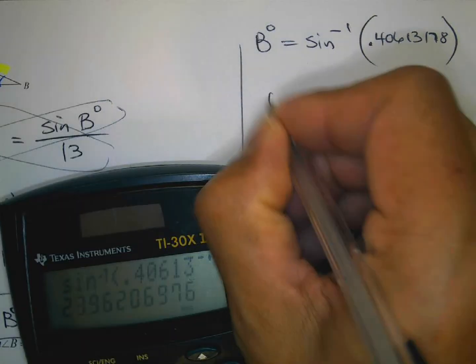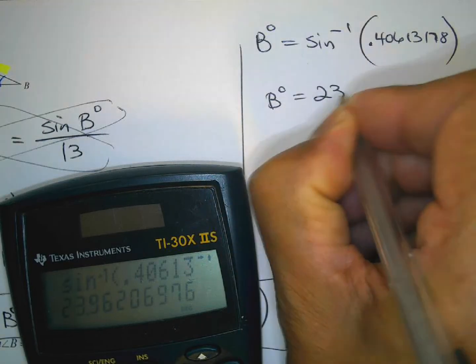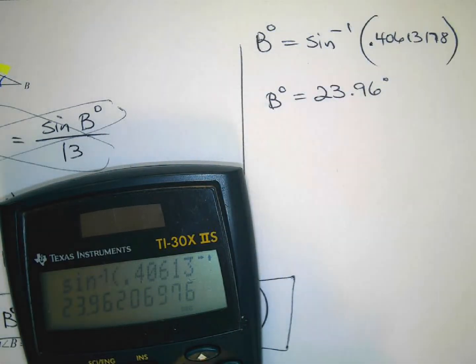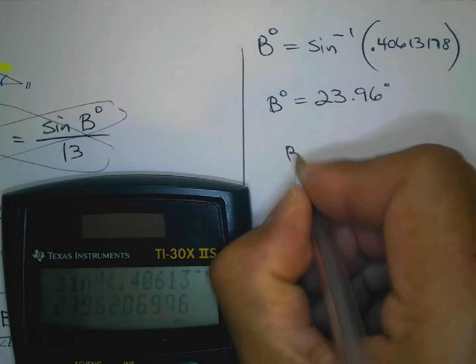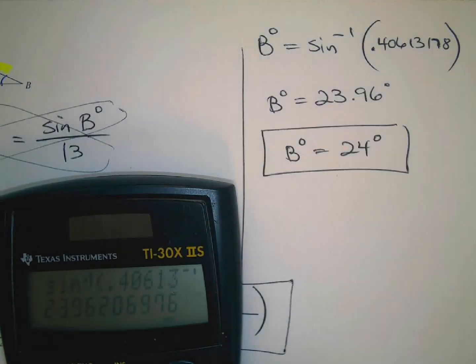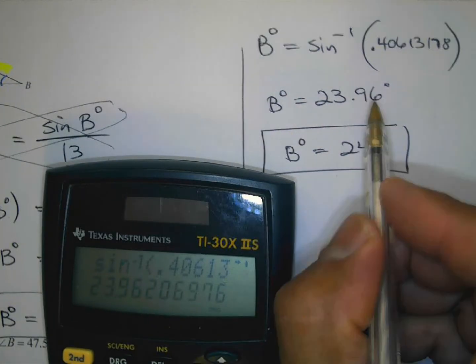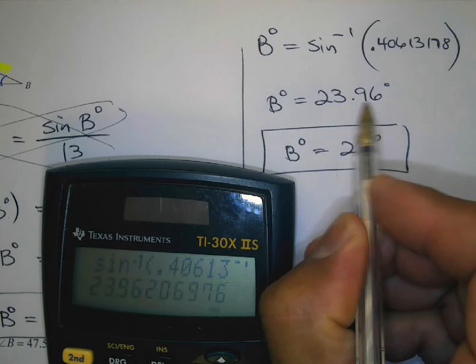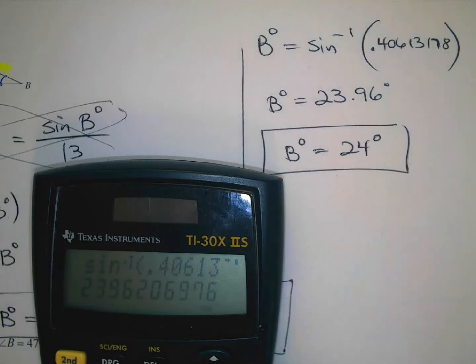Yep. That's close enough to round it up. 23.96. So yeah, I see the answer, kids, is 24 degrees. That's fine. Well, it does say to round to the nearest tenth, and this 6 bumps this up, and it bumps it up. So yeah.